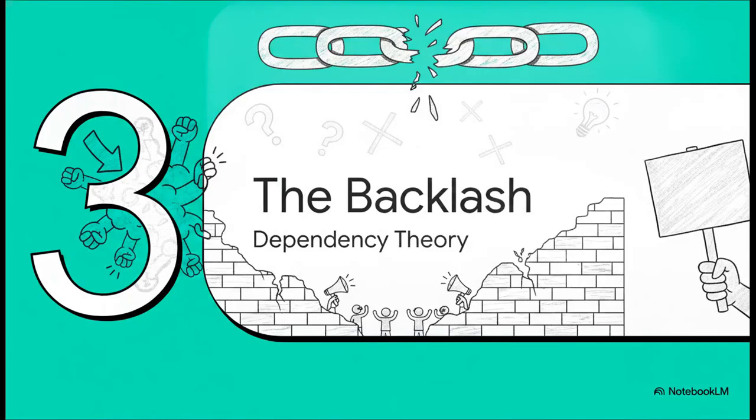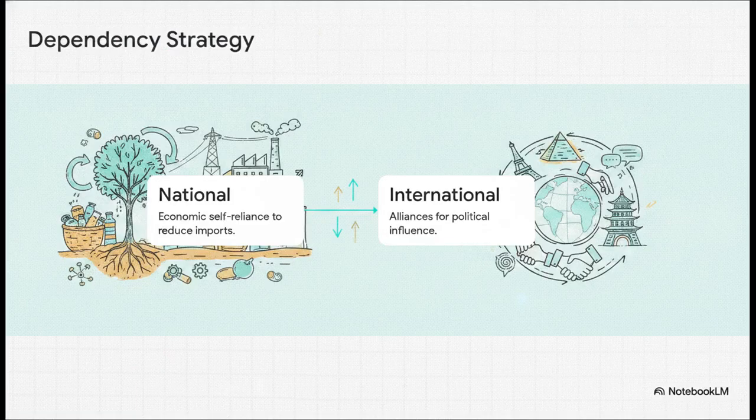Which brings us to Section 3, the backlash, the dependency theory pushback. Unsurprisingly, that top-down approach failed to transform mindsets, and it led to a massive backlash in the 1970s. Thinkers like A.G.